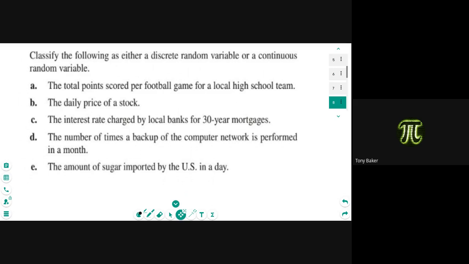Discrete. The amount of sugar imported by the U.S. in a day. Discrete or continuous? I'd say continuous. You can have like a pound and a half imported. Well, it depends on how we're measuring it. That's the thing, but it's still a weight, right? Yes, and weight typically is a continuous piece of information. It's probably in tons, but it's still weight.